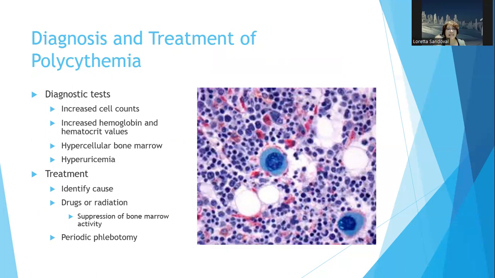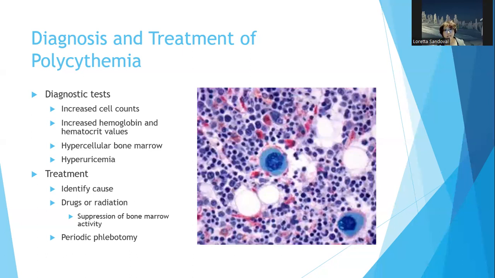Hypercellular bone marrow, meaning extra cells in the bone marrow, and hyperuricemia, which is when you get more uric acid in the blood. That's a result of cell destruction, and that can lead to joint pain. High levels of uric acid is one of the effects of gout, which leads to joint pain. So it's another road to gout. There are different causes and treatments for gout.